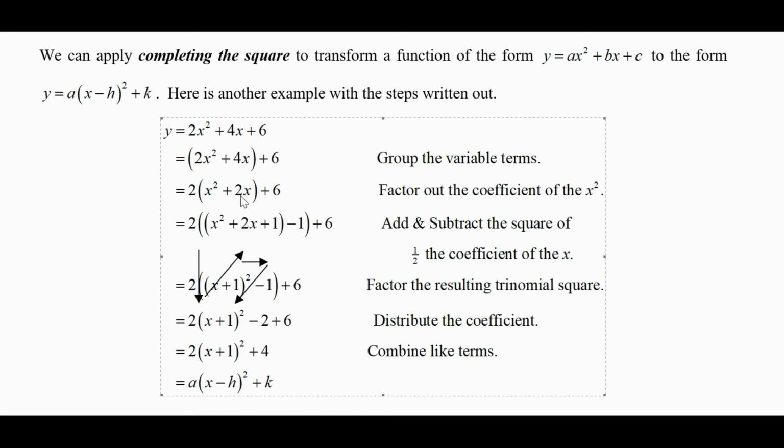At this point, we want to take half of that coefficient, square it, add it, and subtract it. Grouping these three together, this factors as a trinomial square. It's x plus the 1, squared. And these lines didn't line up where they're supposed to be.